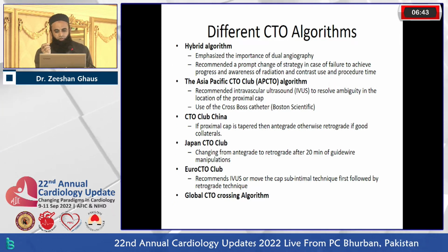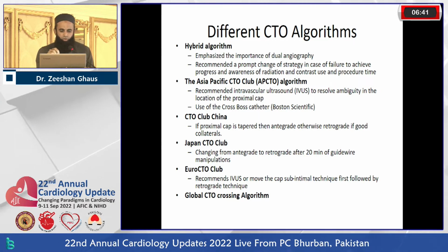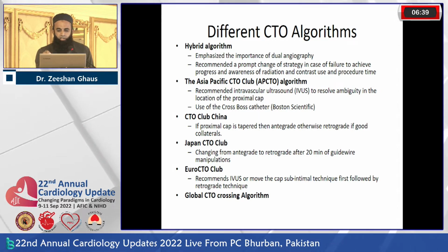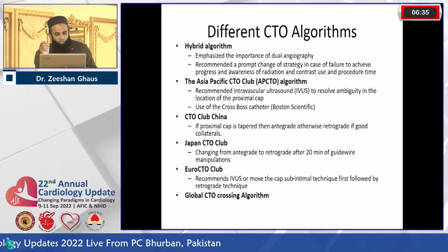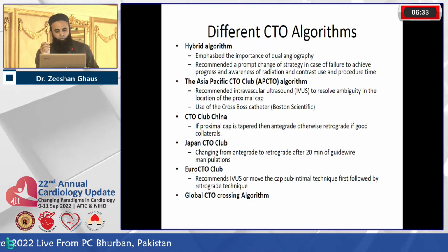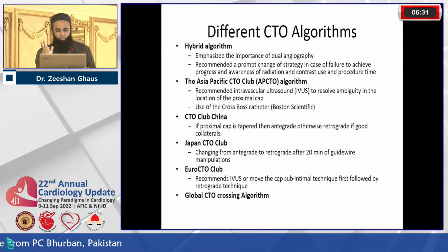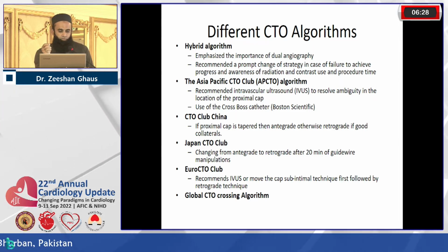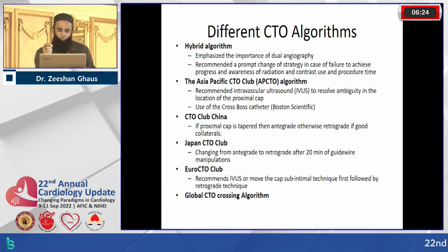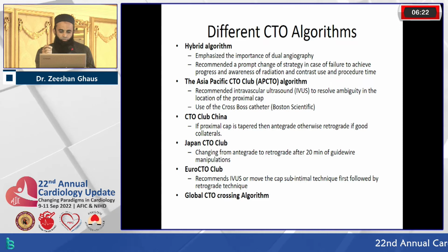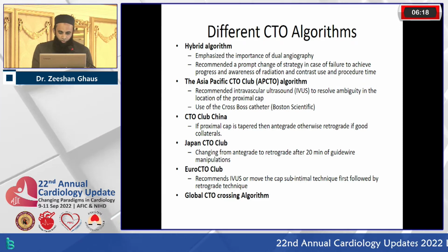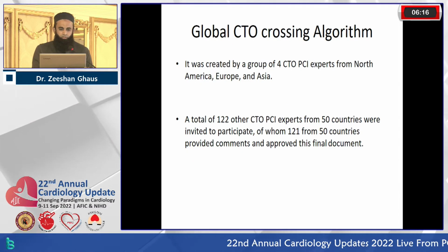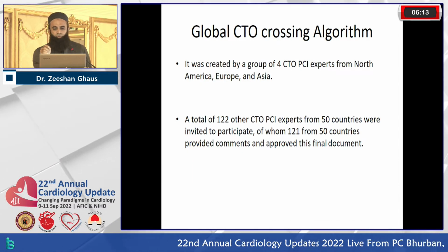The China CTO group says that if the proximal cap is tapered, then go antegrade, otherwise go for retrograde if you have good collaterals. The Japan CTO Club recommends changing from antegrade to retrograde after 20 minutes of guidewire manipulation. And the Euro CTO Club says IVUS or move the cap, subintimal technique first, followed by the retrograde technique. And the last one is the Global CTO Crossing Algorithm. These are a few words about it.